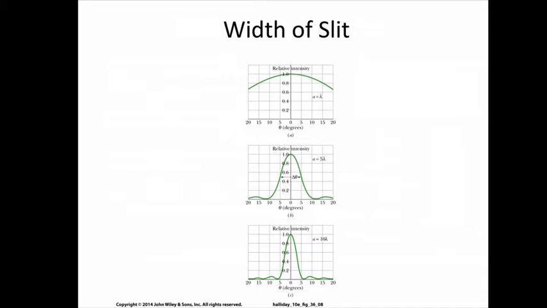However, you have to remember that these graphs are what they call normalized, so they're made to all have a relative intensity of 1 in the center. But in fact, as a slit becomes extremely thin, the total amount of light getting through becomes so small that after a while you can't see any pattern at all.